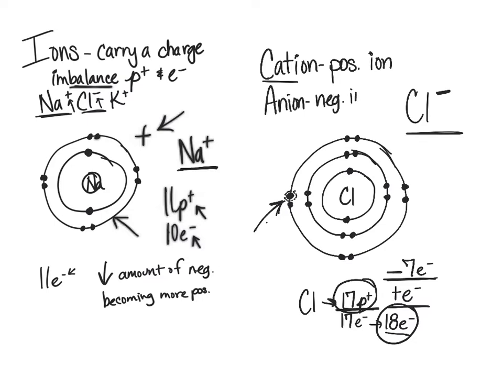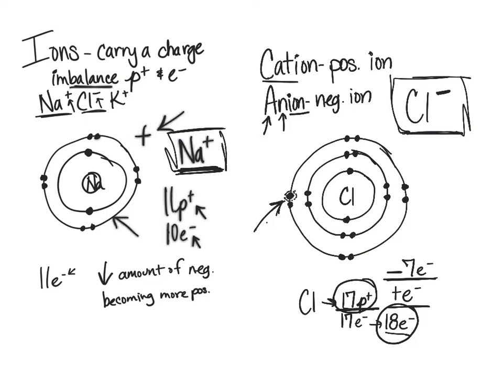Our negative chloride ion is called an anion. You can remember this as a negative ion. So a negative ion is an anion. So we have our anion here, chloride, and then we have our sodium ion over here, which is a positive ion, our cation, and our negative ion, which is an anion.